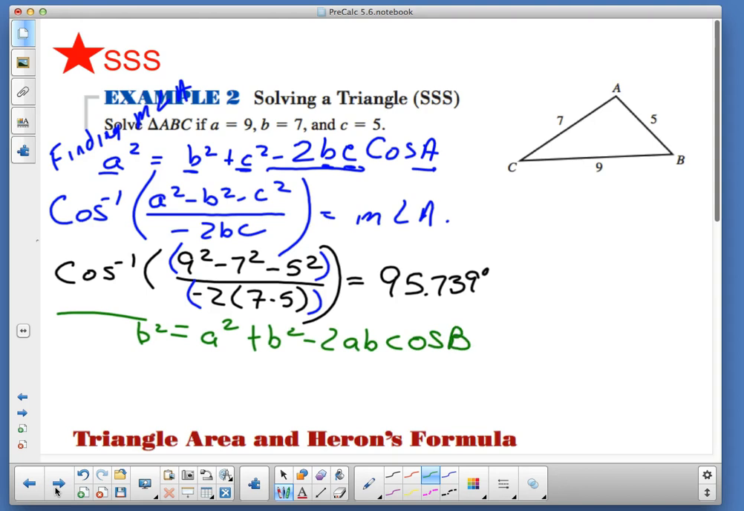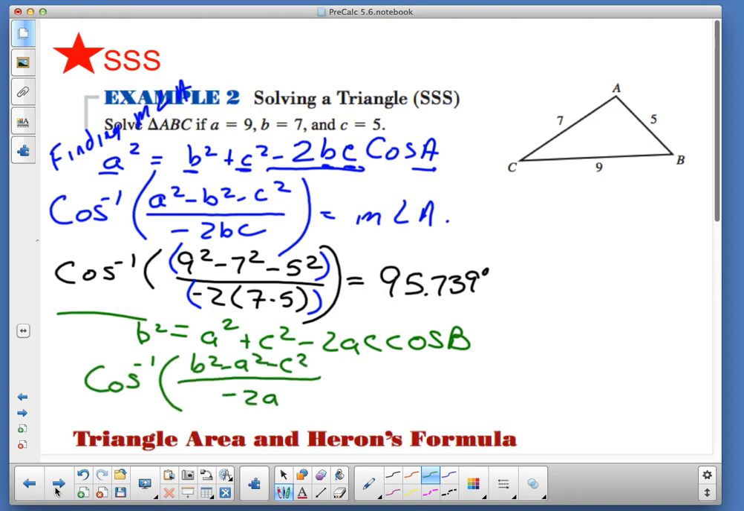Oh, yep, C squared. Thanks for calling me on that as I was going through. Plus C squared minus 2AC as we go through. So it should be the other two that I'm not looking for. Okay. Now, I just manipulate it. I've got this through. So now I've got the inverse cosine, B squared minus A squared minus C squared, all divided by negative 2AC, is going to give me my measure of angle B.